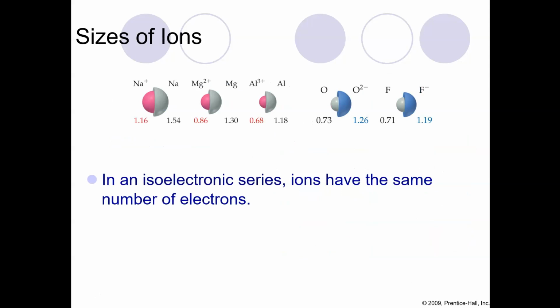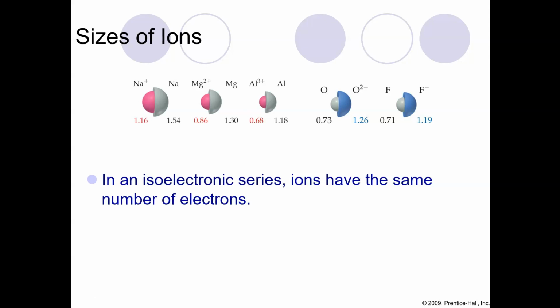So if we have something like, in this example, an isoelectronic series, what that means is they're all in the same row and they have the same number of electrons. They have the same number of electrons because electrons have been added and removed. So the trend is, the more positive the charge, the smaller it is. The more negative the charge, the bigger it is.